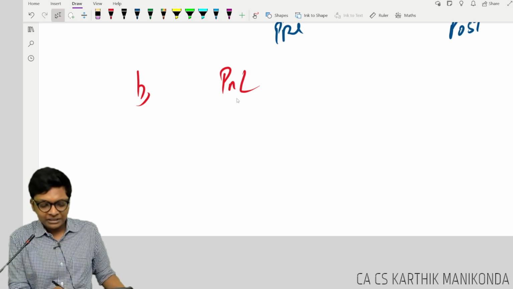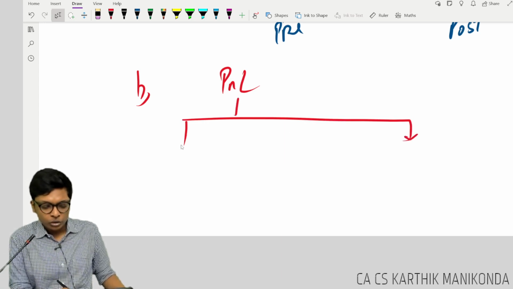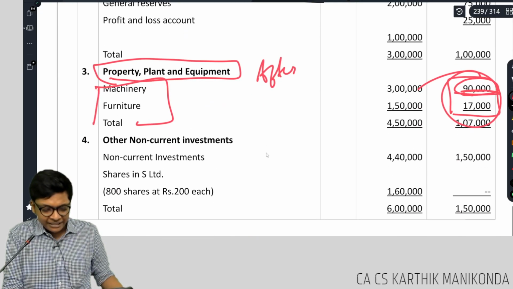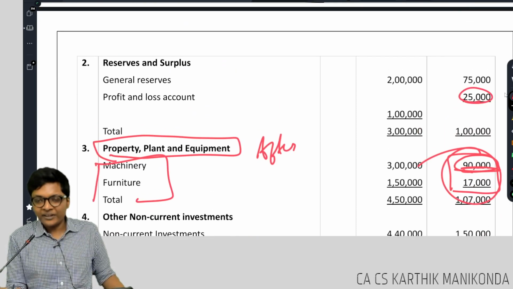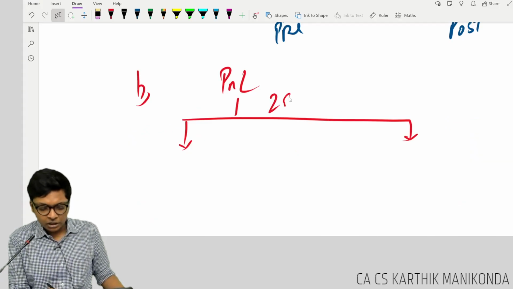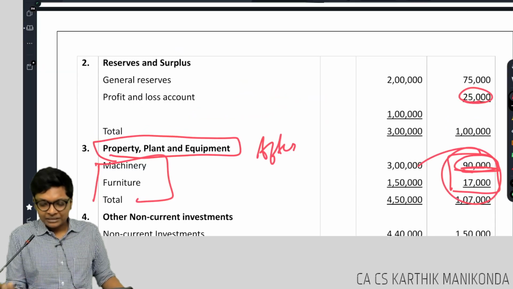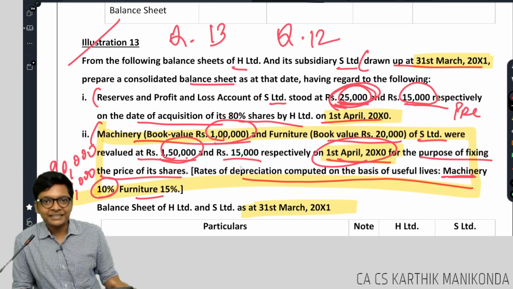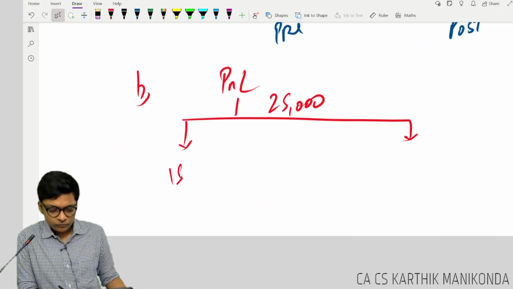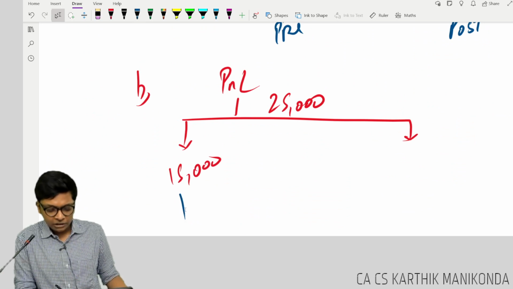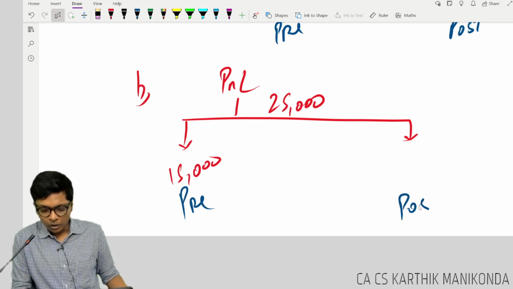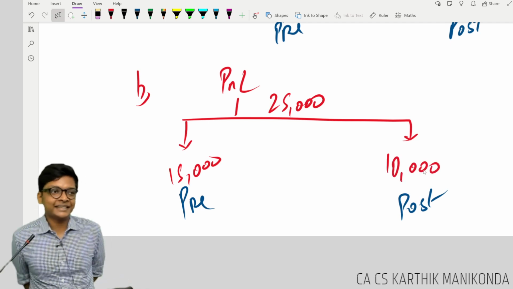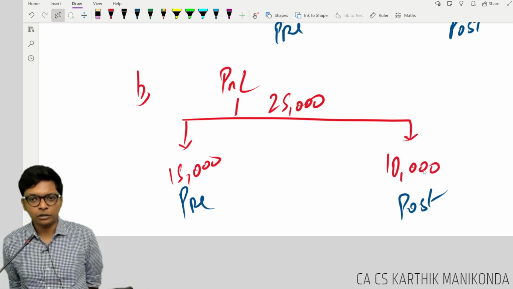Profit and loss account. Similarly, I will split into pre and post. Profit and loss as per balance sheet is how much? 25,000. So I will write here first 25,000. This is split again into pre and post. Pre is 15,000. What is post? Balance 10,000. Easy. Understanding the logic, guys?